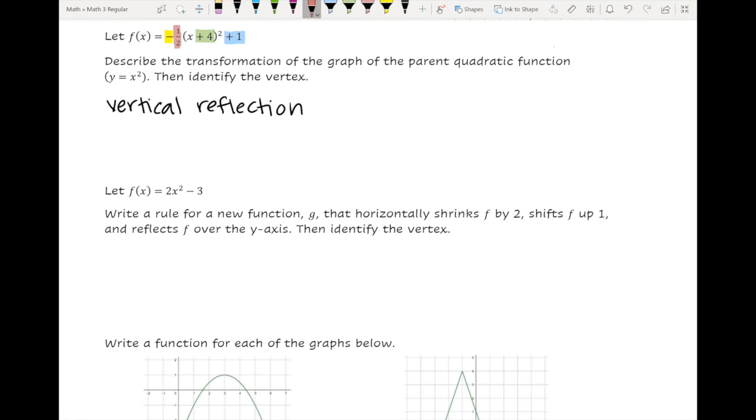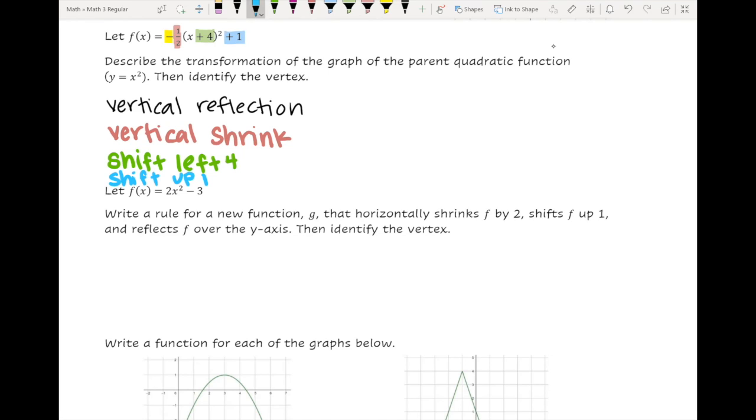Then the next step is the 1/2. Multiplying by half, taking half of something, it makes it smaller. This is a vertical shrink. The +4, any addition or subtraction is a shift of some kind. Because it's x plus 4, it's going to go horizontally like x's do. This will actually shift to the left by 4. And then the +1, that's not next to the x, that's going to go like y values do, up and down. So this will shift up by 1. Okay, so there's all of our transformations.